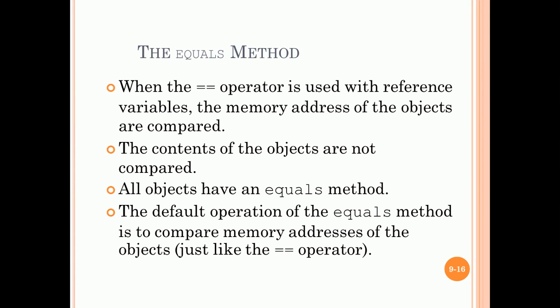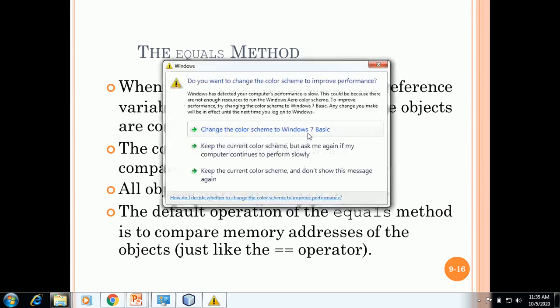Because when the equality operator is used with reference variables, by reference variables I mean the objects, the memory addresses are compared. As you know, the content of the object name is the address. So if you are using the equality operator, it will obviously compare the content, which is the address. So the address of two objects can never be the same. Two objects are always created at two different locations.